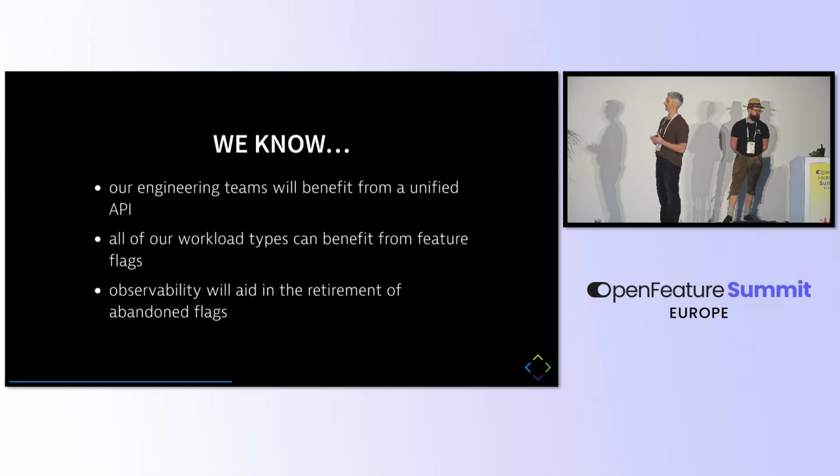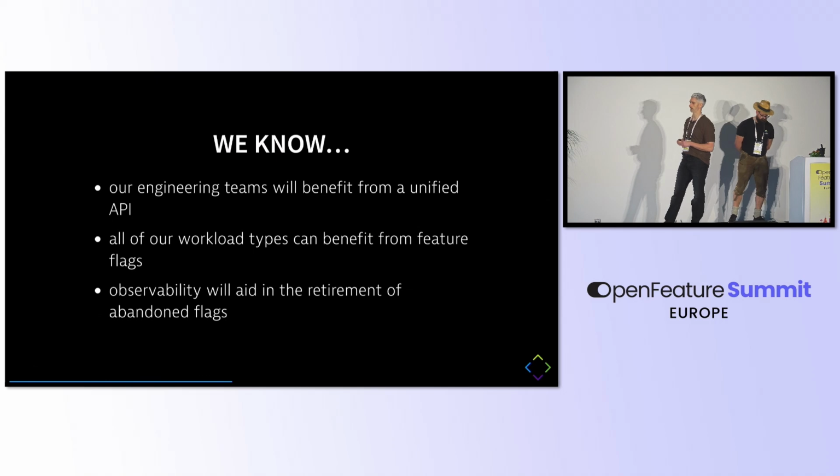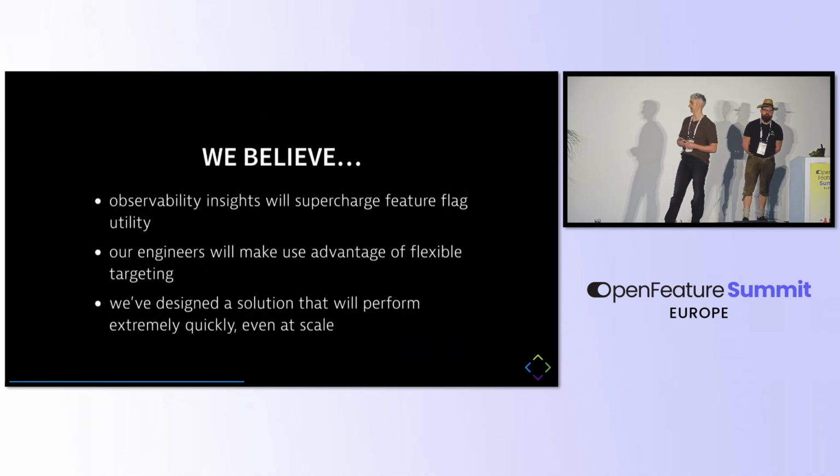We know that our engineering teams are going to benefit from a kind of a unified API. Like I said, we have a lot of different languages and projects in Dynatrace, and we knew that we wanted them all, even if they weren't working with the same language, to have kind of the same ideas about how they're using feature flags. We knew that all of our workload types could benefit from feature flags, and we also knew that observability was going to aid in a lot of things, but specifically the retirement of old feature flags, like Simon was talking about.